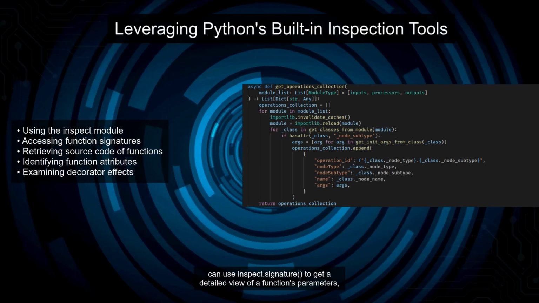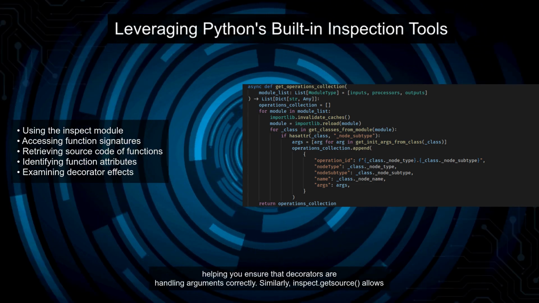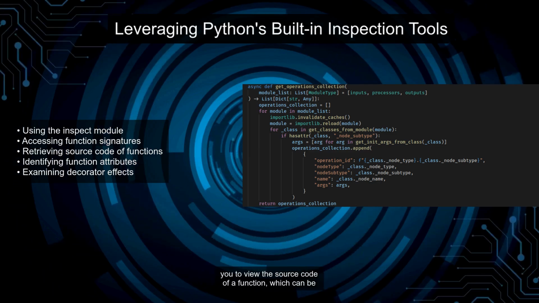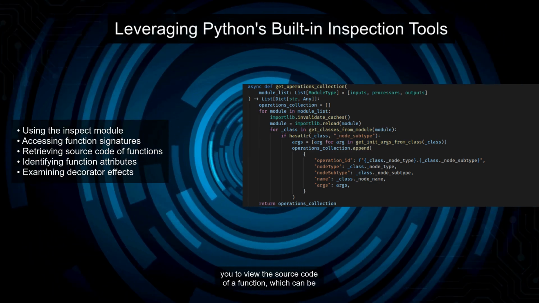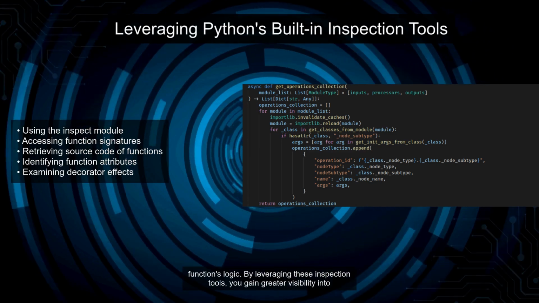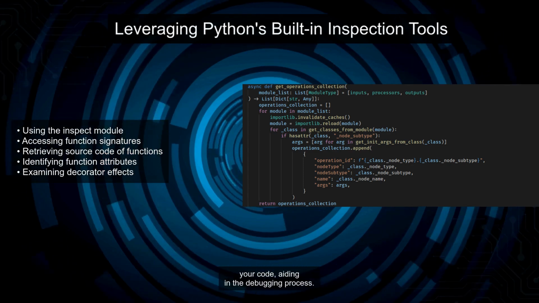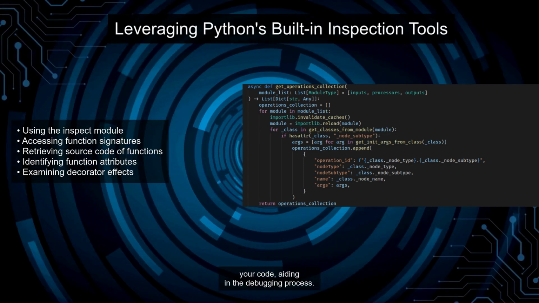For instance, you can use inspect.signature to get a detailed view of a function's parameters, helping you ensure that decorators are handling arguments correctly. Similarly, inspect.getsource allows you to view the source code of a function, which can be useful when trying to understand the effects of a decorator on the function's logic. By leveraging these inspection tools, you gain greater visibility into your code, aiding in the debugging process.